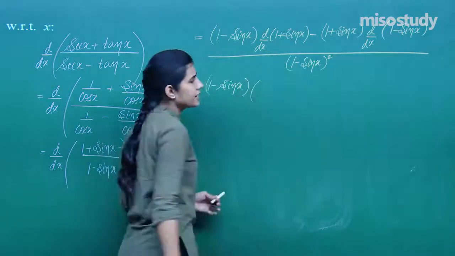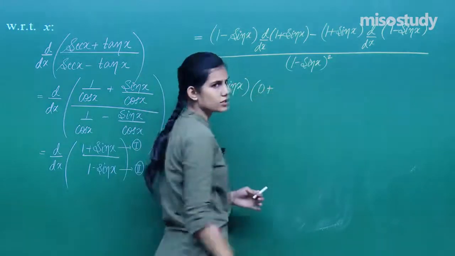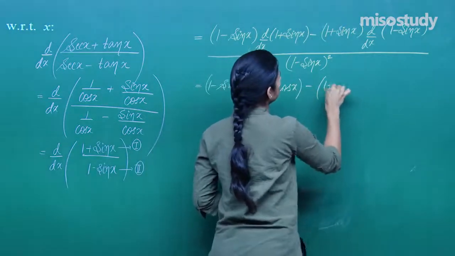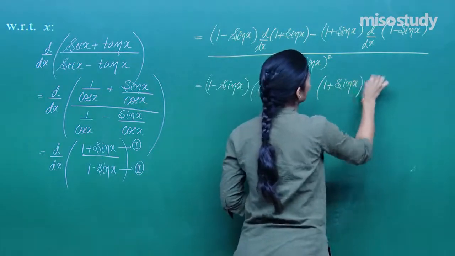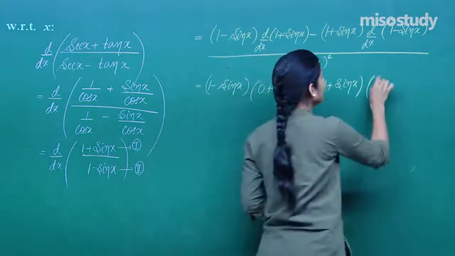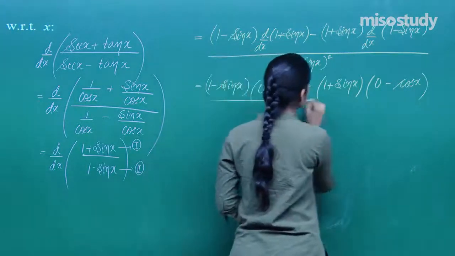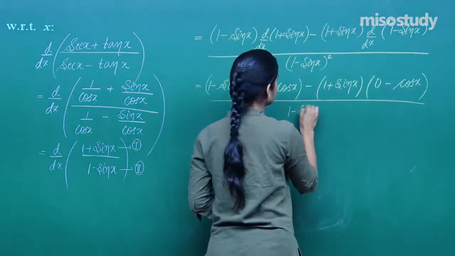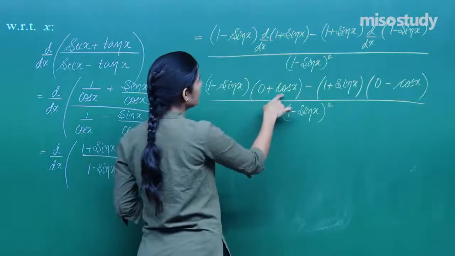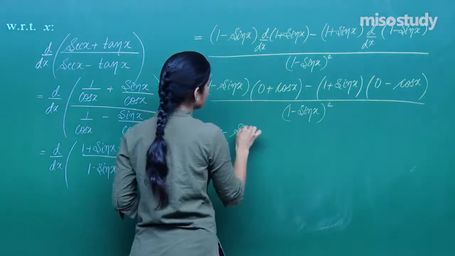D by dx of 1 plus sin x is d by dx of 1 plus d by dx of sin x. D by dx of 1 is 0 because it is a constant. D by dx of sin x is cos x, minus 1 plus sin x into d by dx of 1 minus sin x, which is d by dx of 1 minus d by dx of sin x. D by dx of 1 is 0, d by dx of sin x is again cos x, whole upon 1 minus sin x whole square. So from here you get 0 plus cos x is cos x. So you get 1 into cos x, that is cos x, minus sin x into cos x.